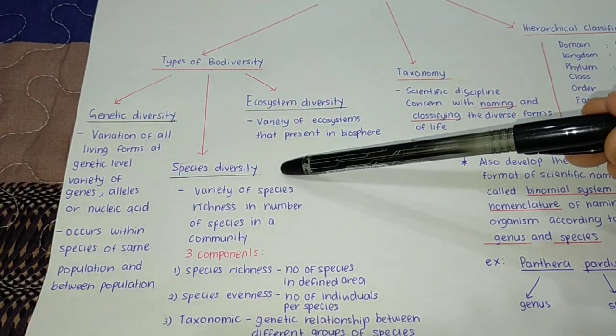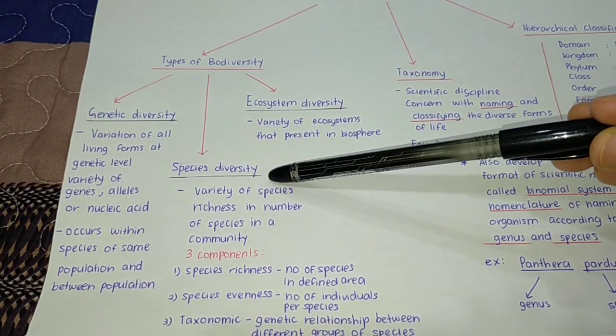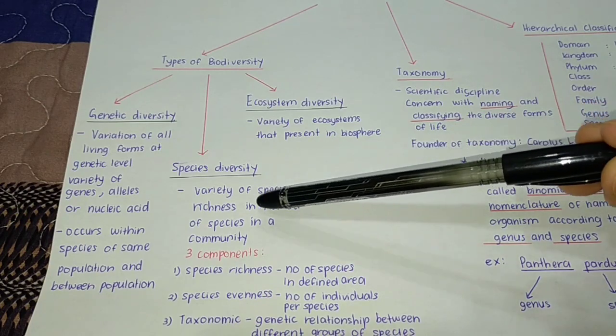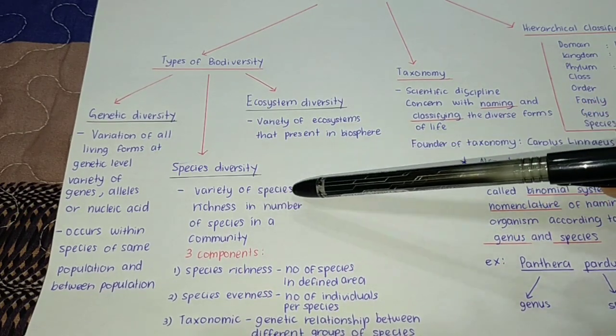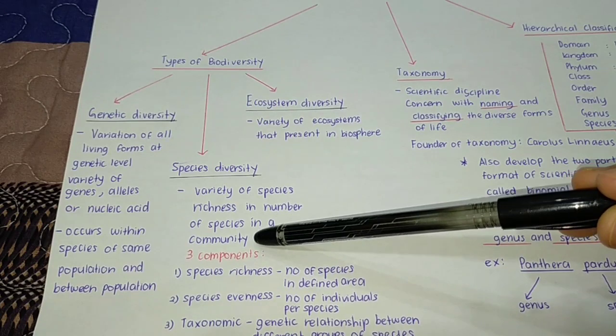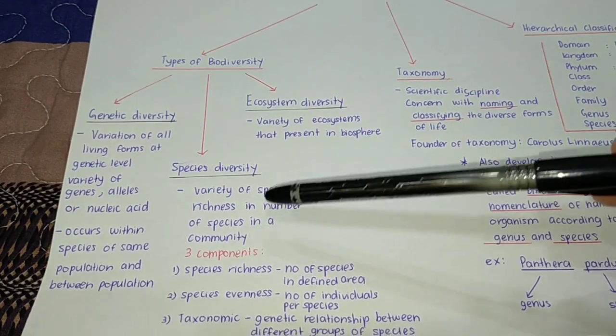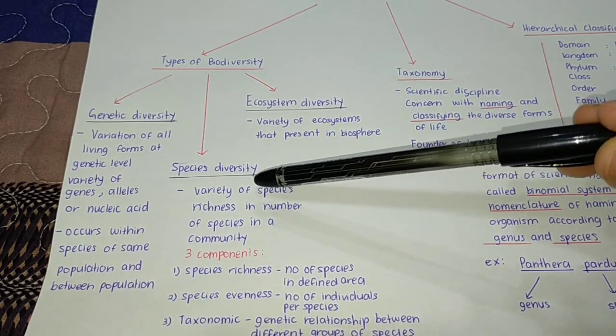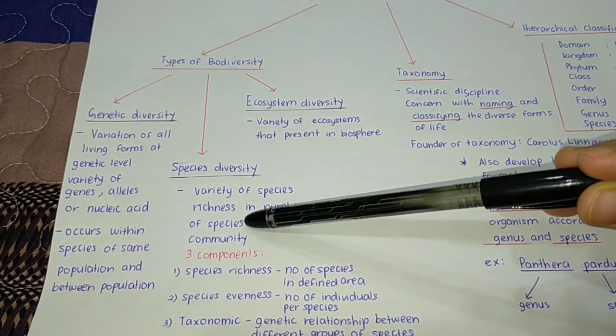Okay, and then next, species diversity. So what is species diversity? It refers to the variety of species, richness in number of species in a community. So the keywords here are the variety of species richness.